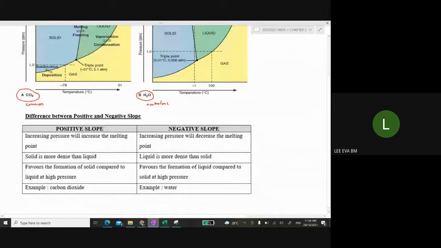So the comparison is clearly written over here. Positive slope: pressure increases, melting point or freezing point increases. Solid is denser. It favors the formation of solid. And the example given is carbon dioxide. So the negative slope refers to the water. The common example is water. Increasing the pressure will decrease the melting point or freezing point. Liquid is denser. It favors the formation of liquid. So this one is for your reference, for you to identify the differences between both of these phase diagrams.